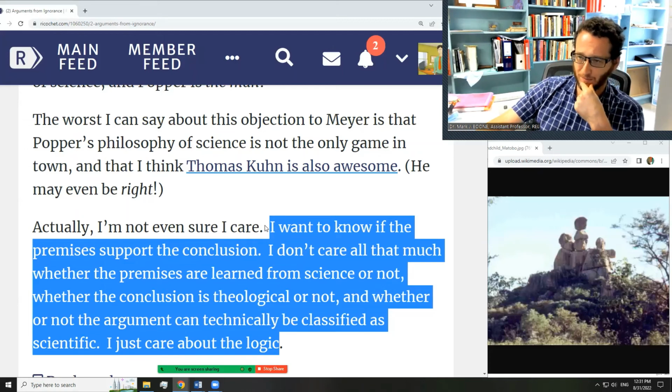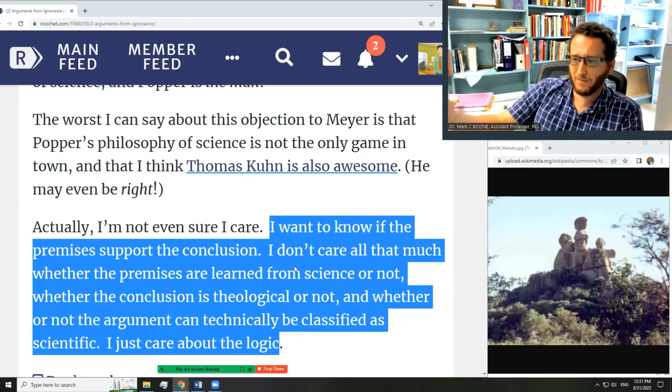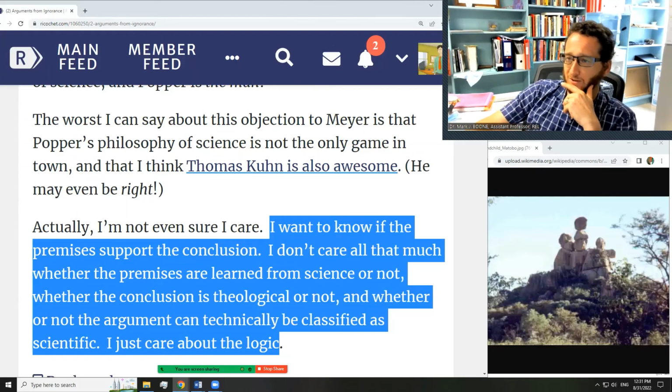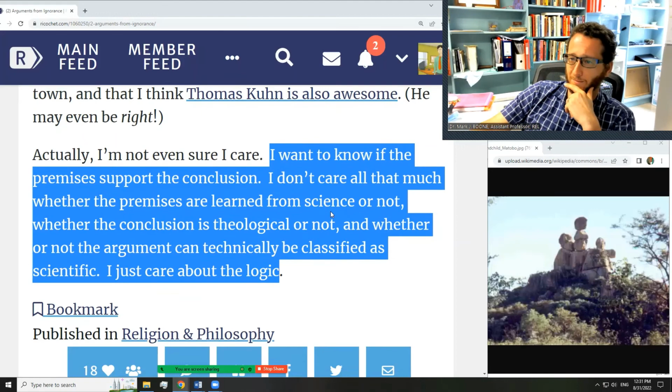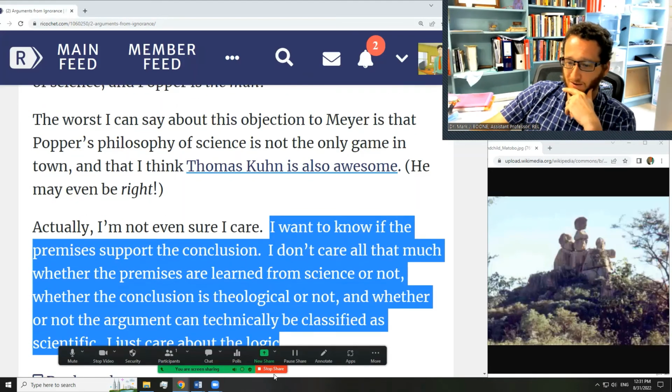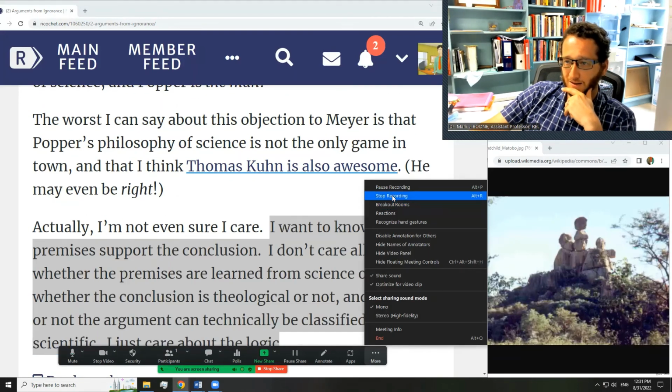But the really important point is that it's not an argument from ignorance. And really, I don't care if it's scientific as such. I care about the logic. Do the premises do a good job supporting the conclusion, whether or not they're scientific or philosophical or theological or something else? I don't particularly care all that much. Speaking of only caring about the logic, that's probably all I have to say.